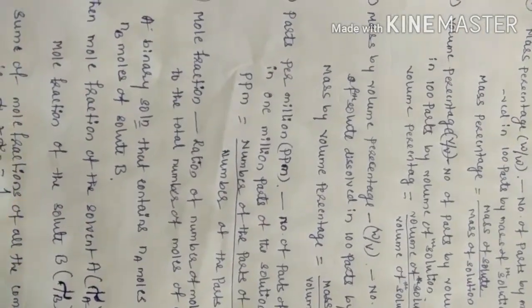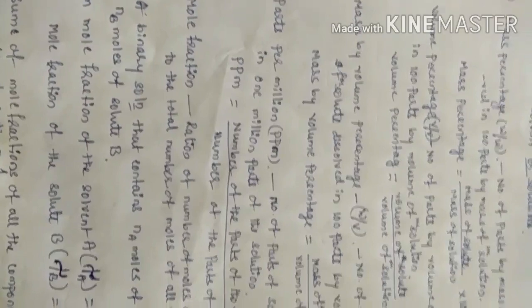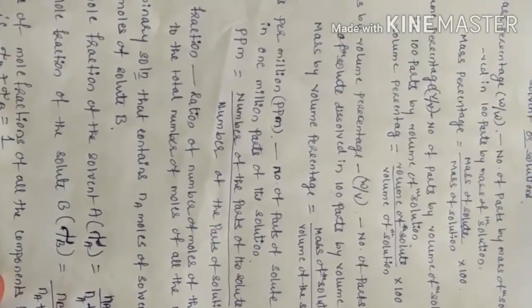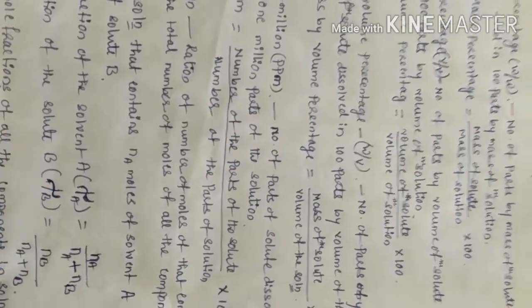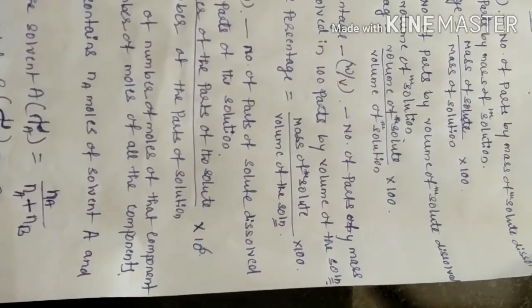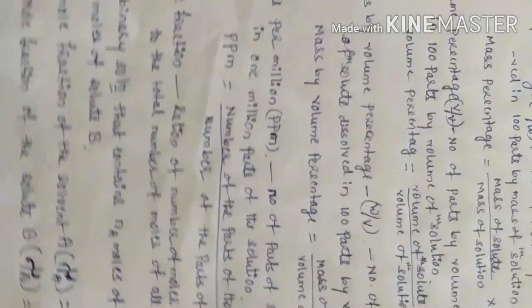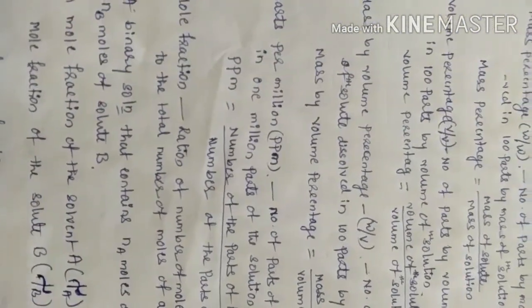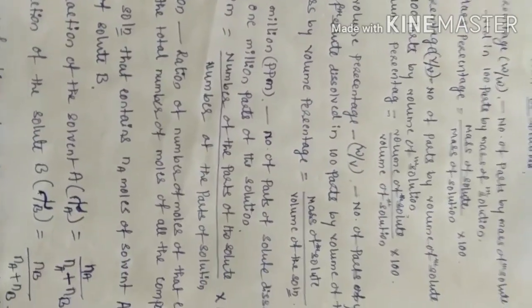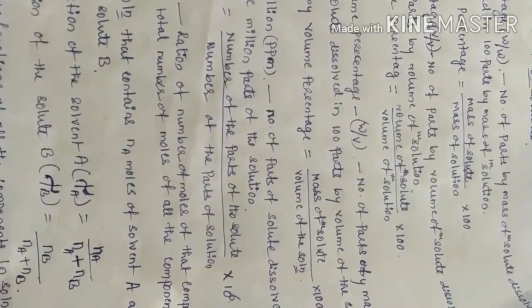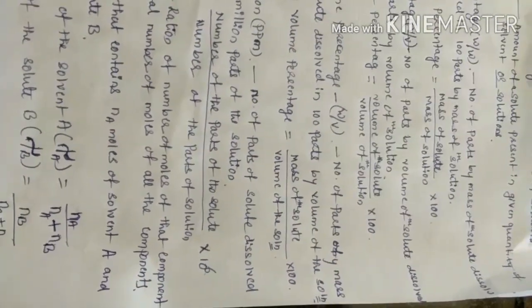Next method is parts per million. The parts per million unit is used when solute is present in trace quantity. ppm is defined as the number of parts of solute dissolved in 1 million parts of the solution. ppm equals the number of parts of the solute divided by the number of parts of solution multiplied by 10 to the power 6.